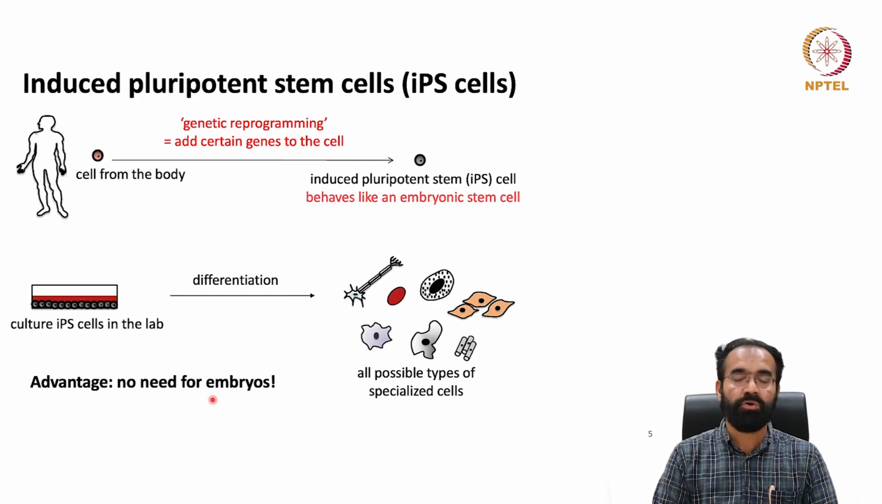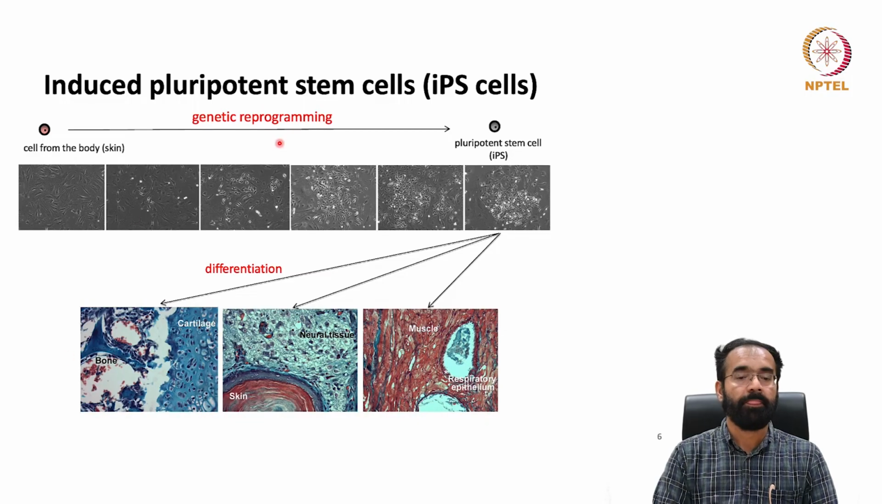The advantage is no need for embryos. That is the greatest advantage. And another advantage is there is no ethical concern associated with that. Embryonic-like pluripotent stem cells, iPS cells: like you can see here, a cell from the body, you convert into pluripotent by genetic reprogramming. And this is a picture shown in a stepwise manner. This is a fibroblast, and you end up getting an embryonic stem cell-like pluripotent cell, which can be pushed into differentiation into cartilage, neural tissue, muscle, whatnot. You can make them into specific cell types.